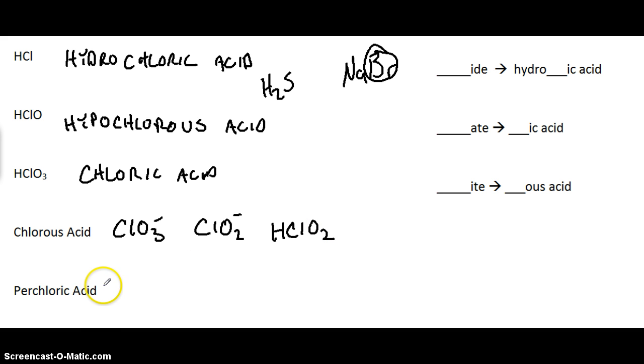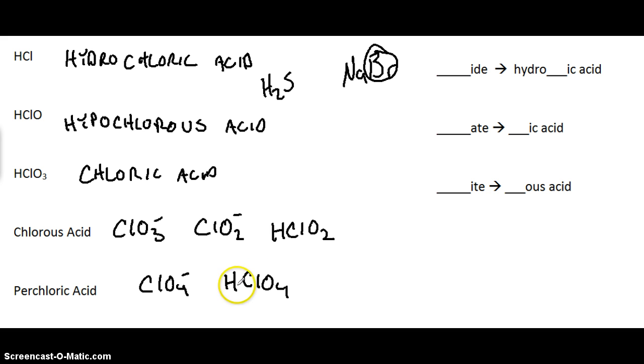Perchloric acid, again, "-ic acid", I'm going to get rid of the "-ic acid" and replace it with "-ate". Perchlorate, well, if ClO3 is chlorate, perchlorate is ClO4 with a -1 charge, so I again only need one H in front because of that charge, and it's going to be HClO4.